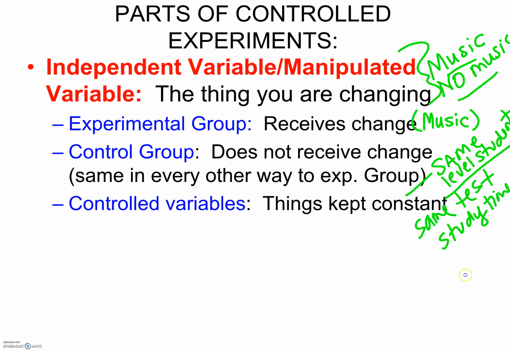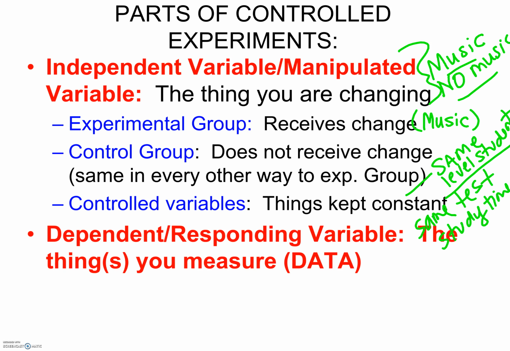All right. And then that brings us to our dependent variable. And there can actually be more than one. That's your data. In this case, it was going to be the grade that they received on the test. If you were doing a different experiment, it might be their GPA at the end of a quarter. If you were measuring the effect of fertilizer on plants, what might be some things you measure to determine if the fertilizer was helping them? What specifically would I look for?